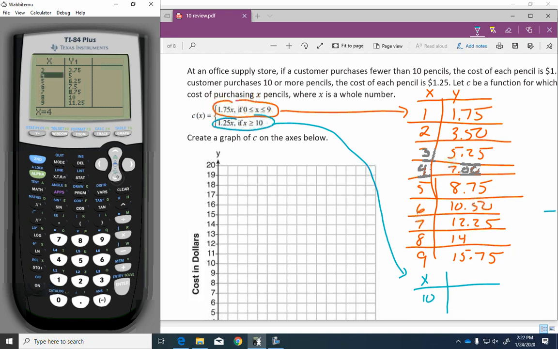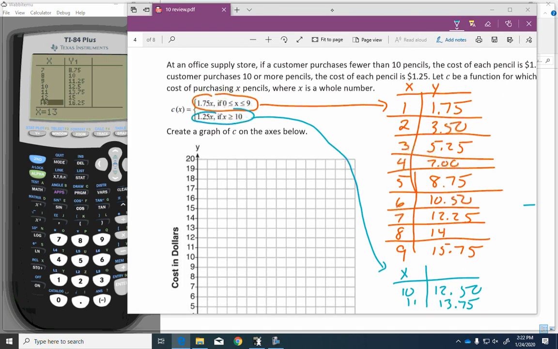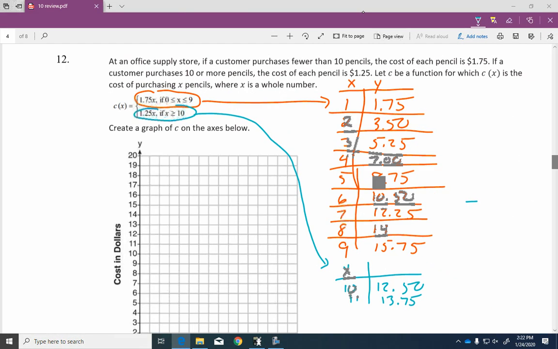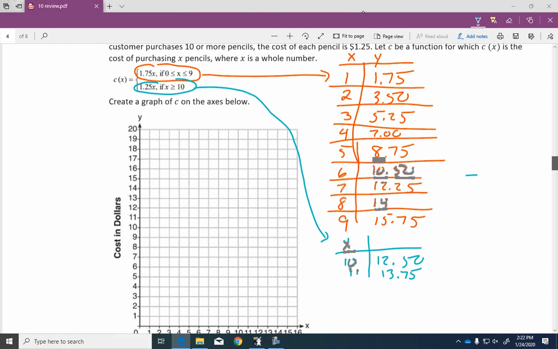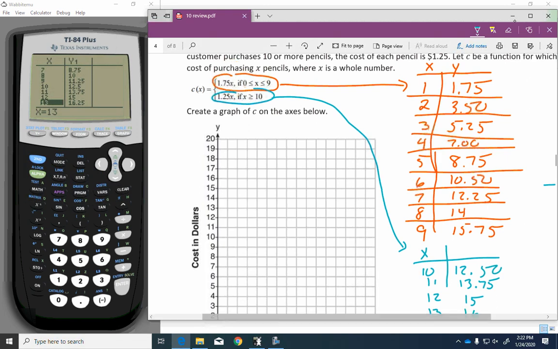and scroll to, so 10 pencils is $12.50, 11 pencils $13.75. I'm just going to write down up to 13. It does go forever, I guess, until the store runs out of pencils.